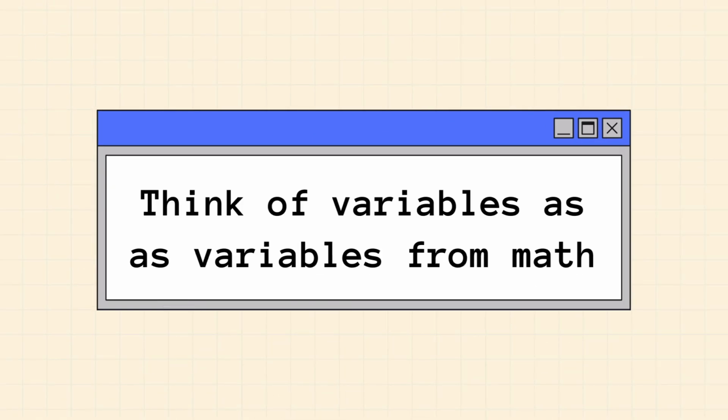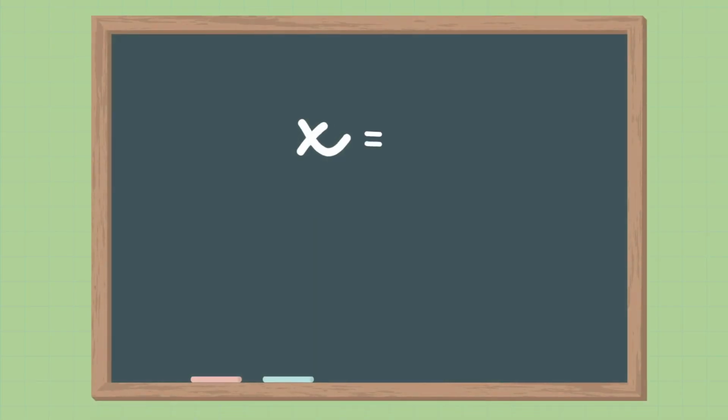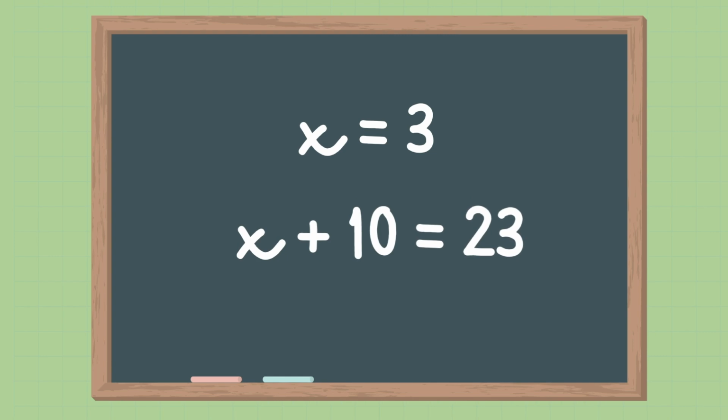Let's think of variables as variables from math class. In math, a variable is a letter or symbol that represents a value or quantity that can change. Just like in math, a variable in programming can be assigned a value, and that value can be used in calculations or manipulated to achieve different results. Similarly, in programming, a variable is a named container that can hold a value that can also change or vary throughout the execution of a program.